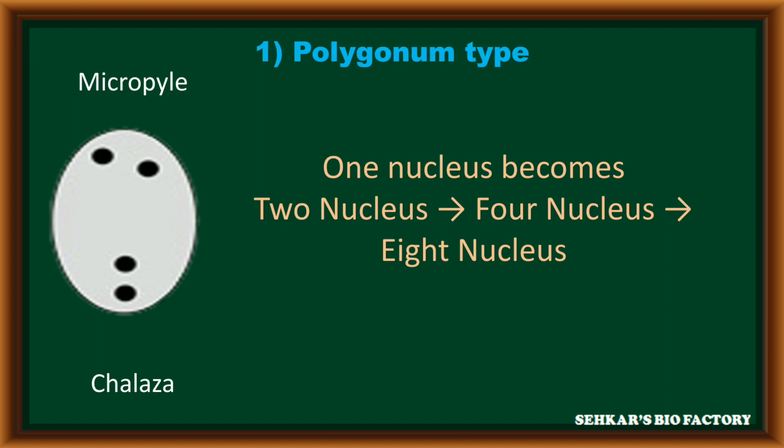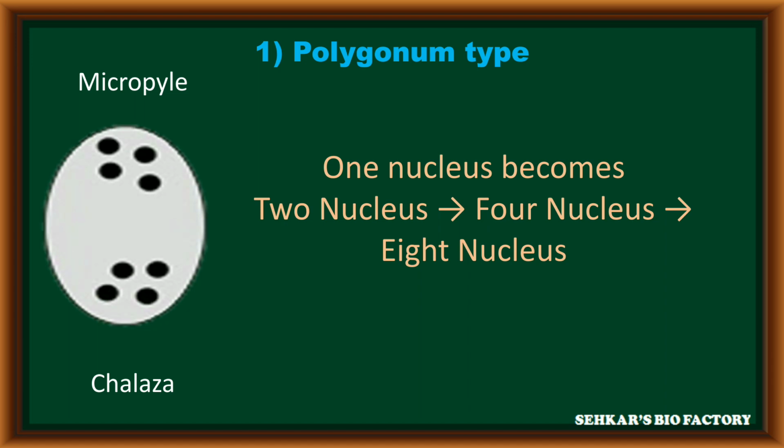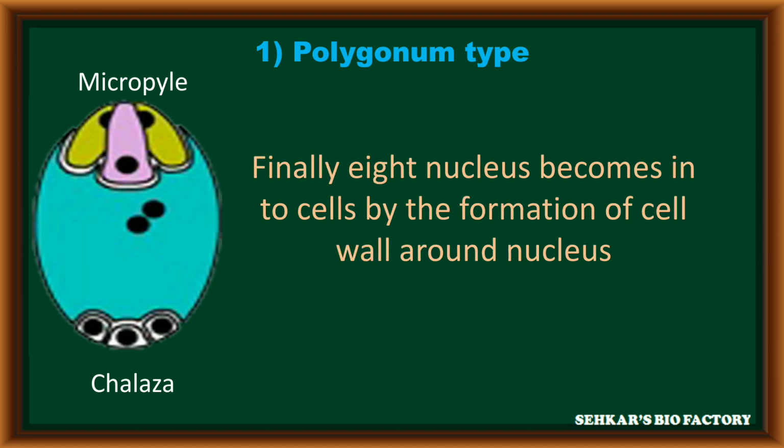After completion of free nuclear divisions, every nucleus synthesizes a cell wall around it, and then it becomes a cell. Now a total of 8 nuclei are formed in the functional megaspore. Then cell wall formation takes place with the help of the cytokinesis process.